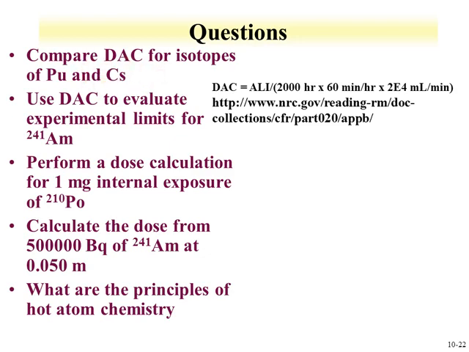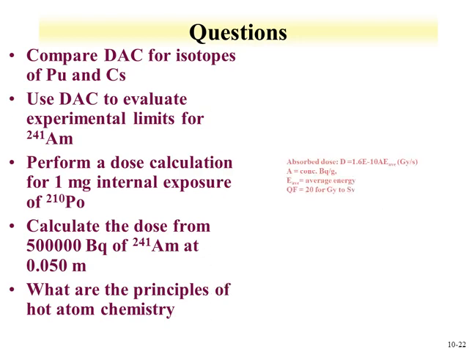You can also use the derived air concentration to evaluate experimental limits for americium-241, as an example. From the derived air concentration, you can get the annual limit on intake, and the experimental level that one is allowed to work with, 1, 2, 3, or 4 as an example that we used for the radiochemistry laboratory, is based upon the ALIs.